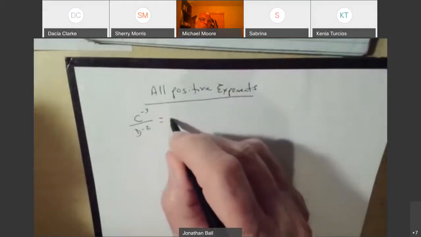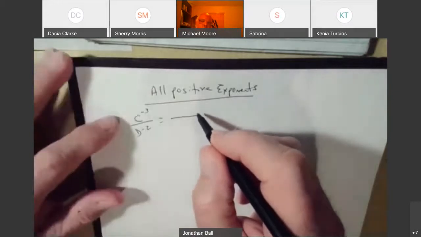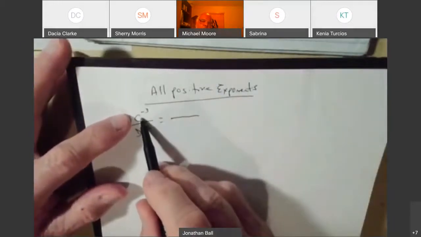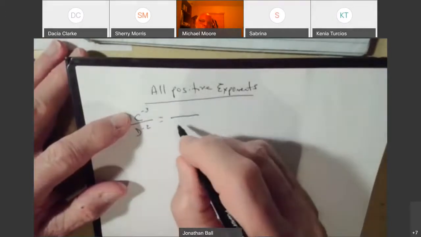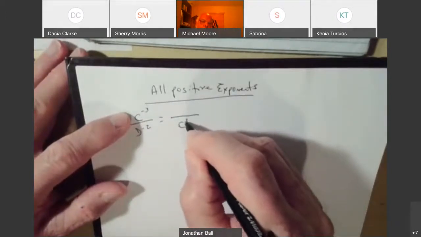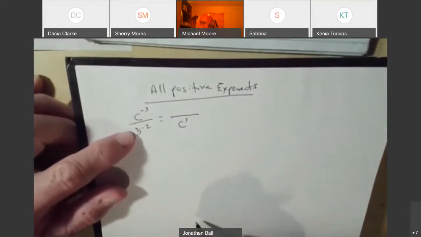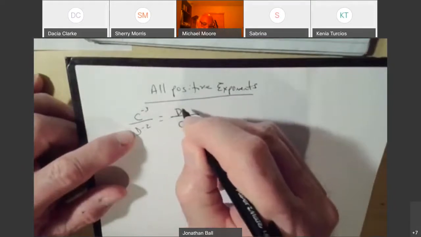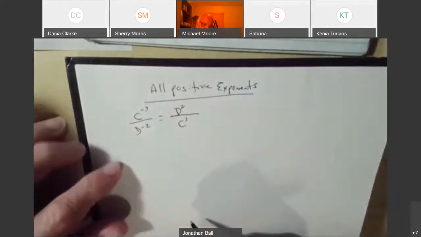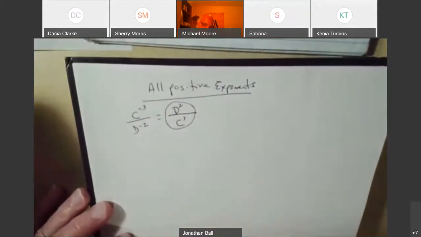So this is going to equal, I have to draw the line, and take them one at a time. c to the minus 3, where does it go? To the bottom. And it becomes positive. d to the minus 2 goes to the top, to the numerator, and the exponent becomes positive. Just like magic.